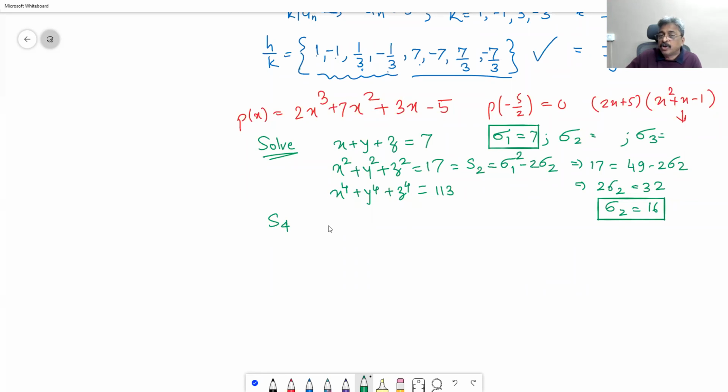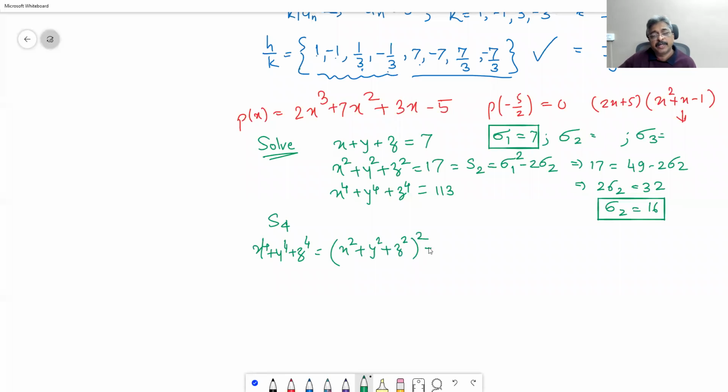S4 is x raised to 4 plus y raised to 4 plus z raised to 4, in terms of whatever numbers we have. If we imagine this as S2, then S2 of x square, y square and z square, that is, x square plus y square plus z square bracket square, will produce these three terms, but it will produce something extra also. What will be the extra terms that it will produce?